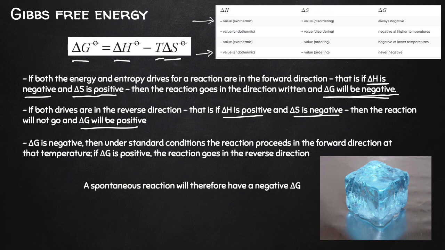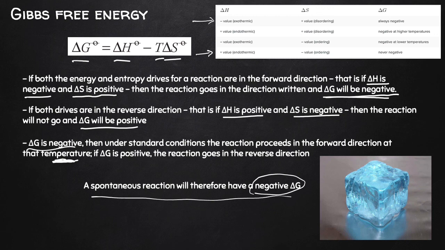So what we can say here is that if delta G is negative, then under standard conditions, the reaction proceeds in the forward direction at that particular temperature. If delta G is positive, the reaction goes in the reverse direction. A spontaneous reaction will therefore have a negative delta G value. Non-spontaneous reactions will have a positive delta G value.